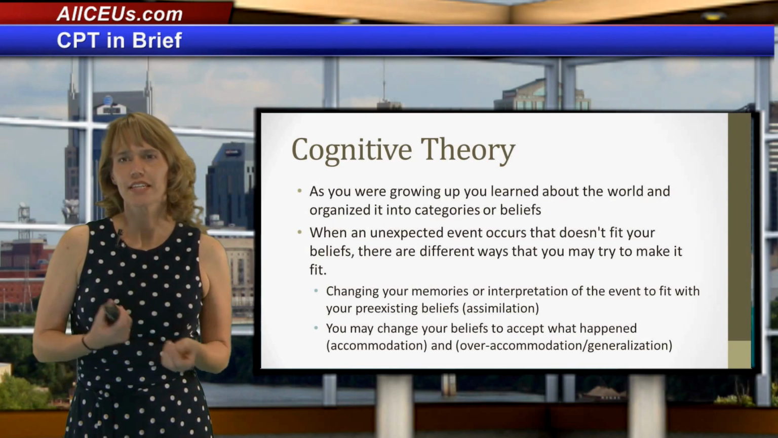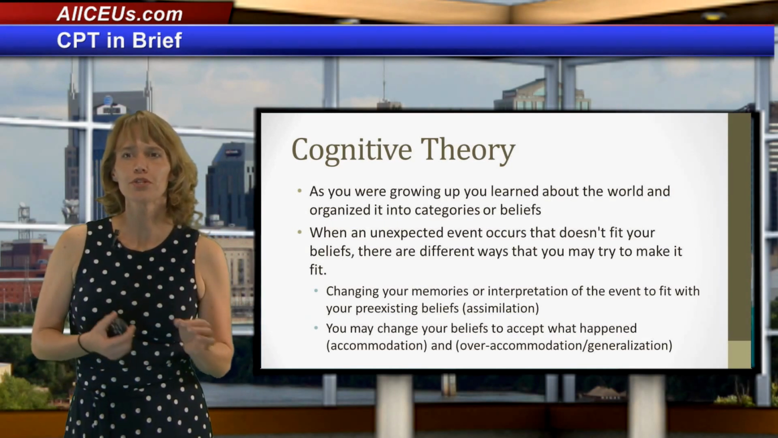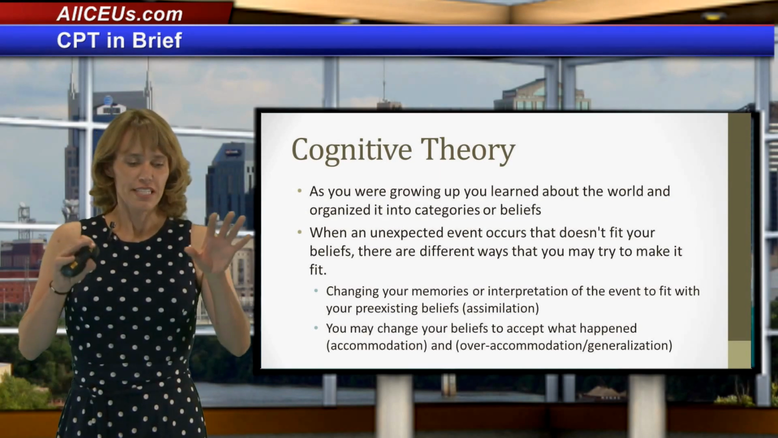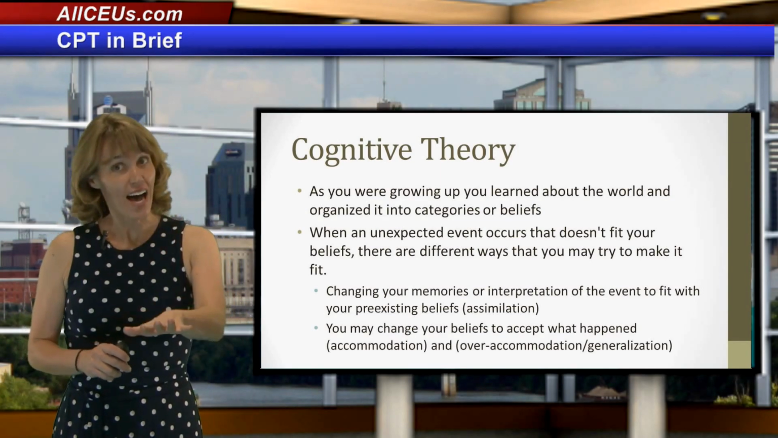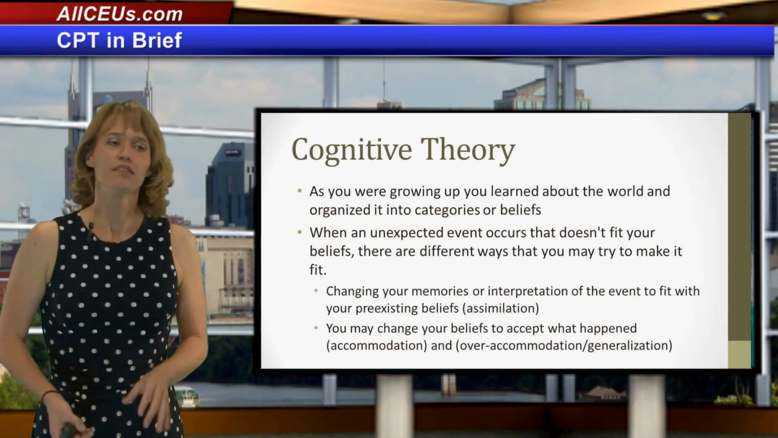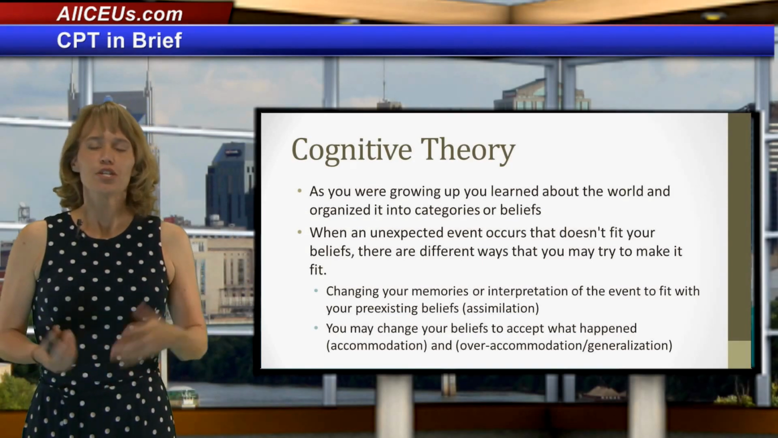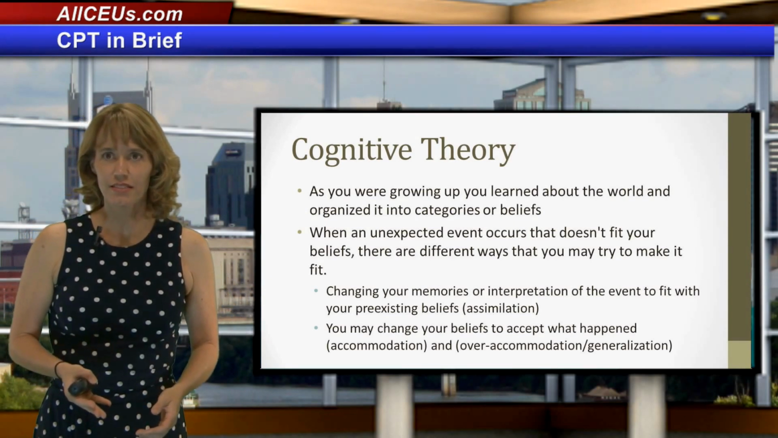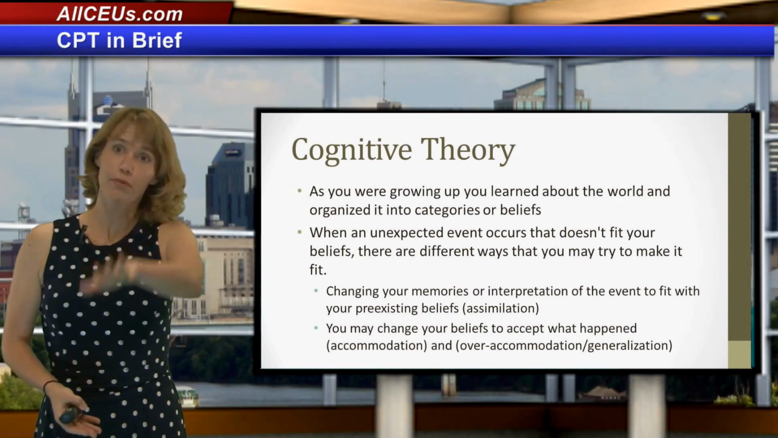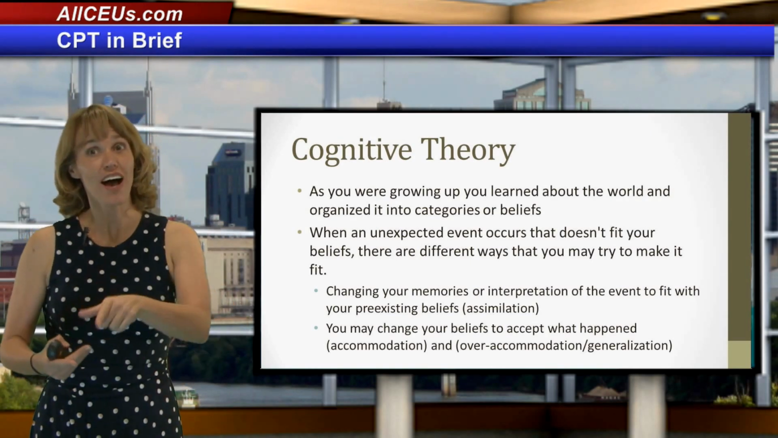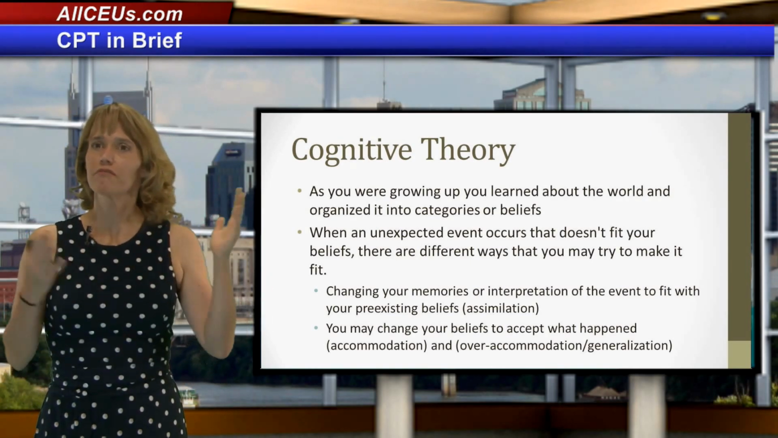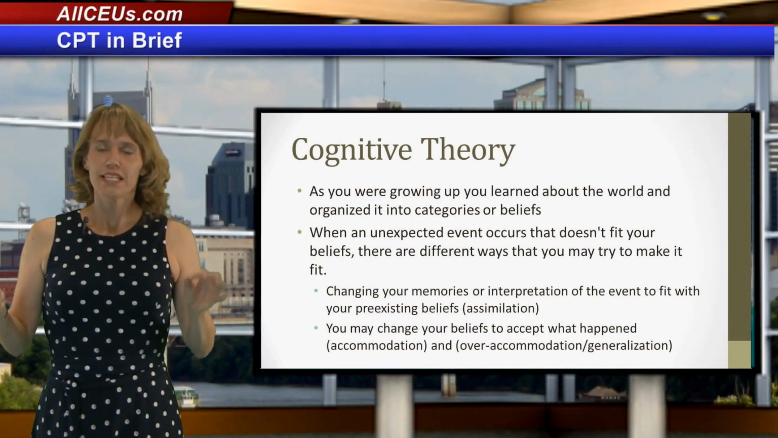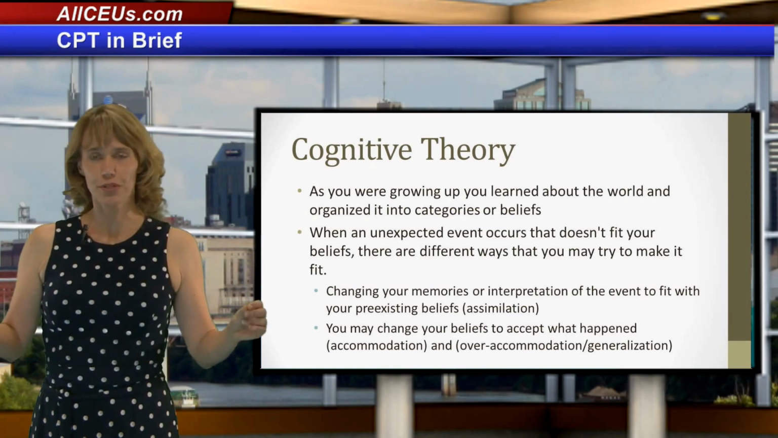So cognitive theory. As you were growing up, you learned about the world and organized it into categories or beliefs. So you experienced something, stove hot, don't touch, was filed away. So now if you go to the stove and you see that the burner is red, most of us are not going to go, oh, let me put my hand on that. We're going to go, stove hot. I remember that from when I was 18 months old or whatever the case may be. This is how we make sense of the world. This is how we interpret the world.